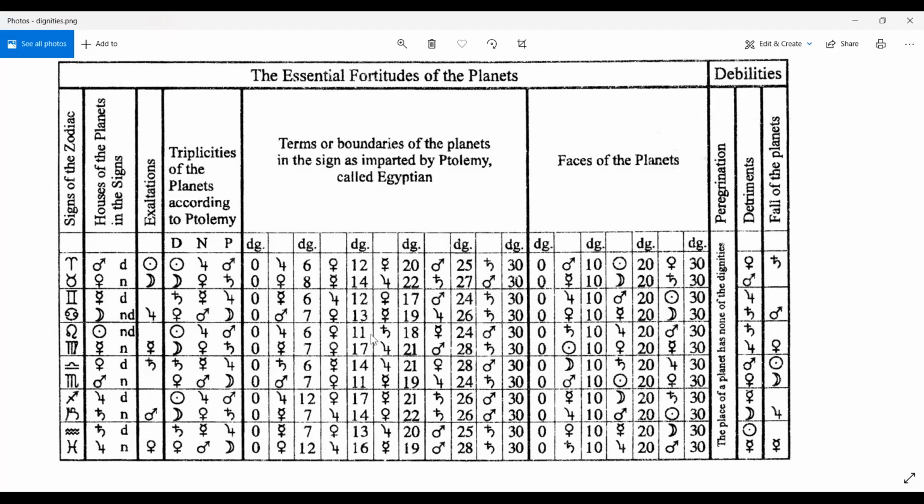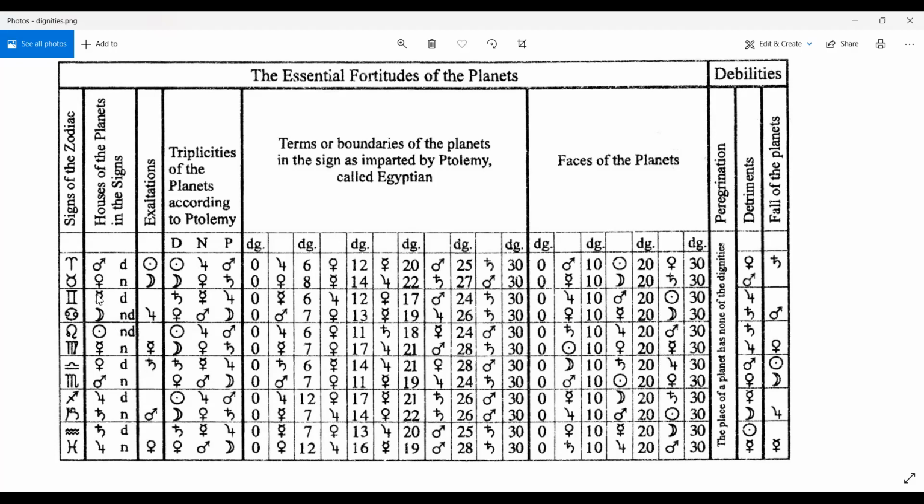Let's say it's Mercury. Okay, sorry about that. Scratch that. Mercury is in Cancer. Mercury is not in domicile in Cancer. Mercury is not in exaltation in Cancer. Mercury is not in detriment or fall in Cancer.